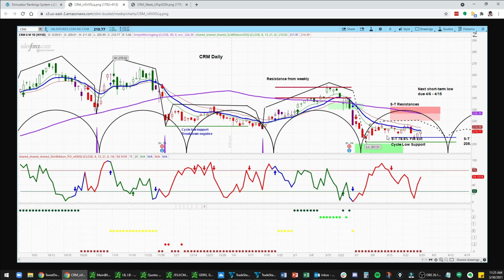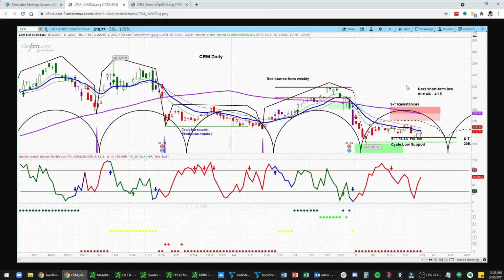What we see here is that we have a negative slim ribbon, which is why we have these red colored candles. We're also in this corrective period here in CRM. We did just have a short trade idea for our level 3 members in this name, and we have had a move down to this short-term target zone here, which I've outlined with this blue line and this green line. What we're really looking for at this point is for any little rally to fail up until that next key low forms. The next key low is due 4.6 to 4.15.